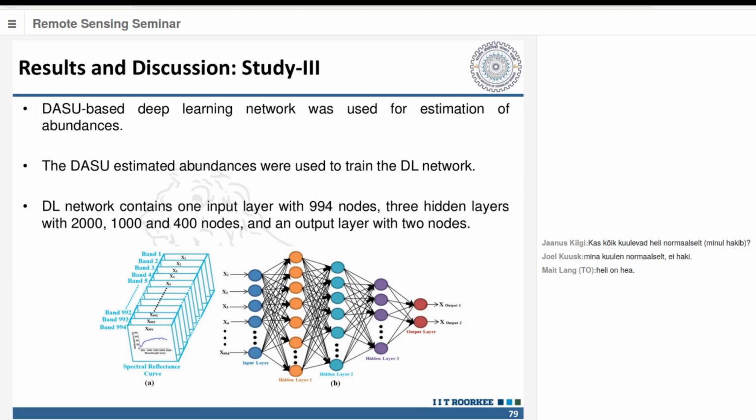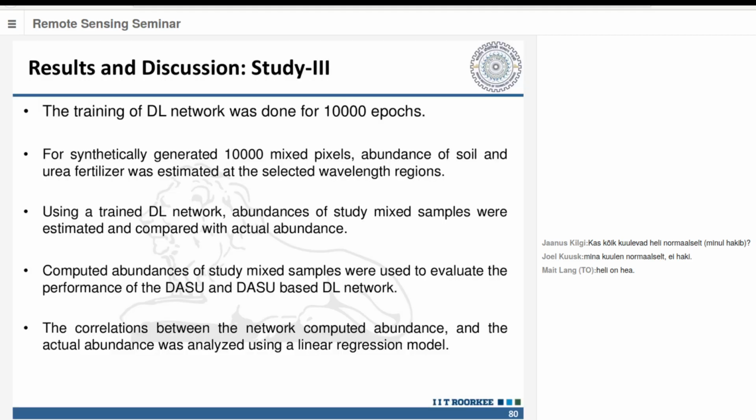The DASU estimated abundances were used to train the deep learning network, and the deep learning network contains one input layer with 994 nodes. We have used three hidden layers having 2000 nodes, 1000 nodes, and 400 nodes, and an output layer having two output nodes. The training of the deep learning network was done for 10,000 epochs on synthetically generated 10,000 mixed pixels. Abundance of soil and urea fertilizer was estimated at the selected wavelength regions.